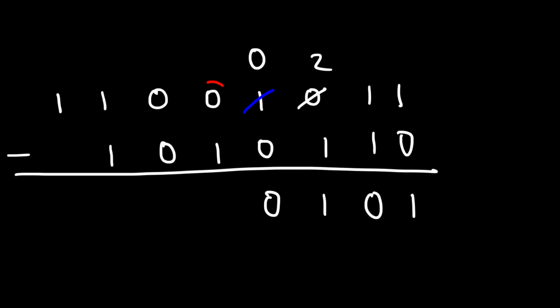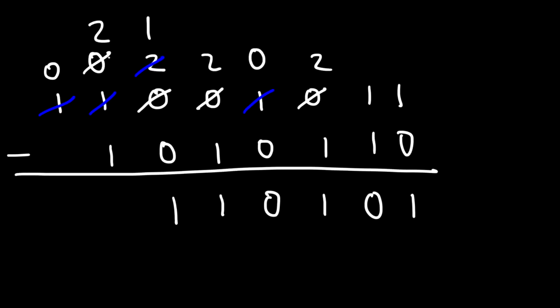Now we can't do 0 minus 1, so going to the next one that we see, let's borrow that one, making this a 2, and then we need to borrow a 1 from the 2, making that a 1, changing the 0 to a 2. So 2 minus 1 is 1, 1 minus 0 is 1. We can't do 0 minus 1, so let's take a 1 from that, changing the 0 into a 2. 2 minus 1 is 1. Bringing down the 0, we get this. So let's see if this process works.